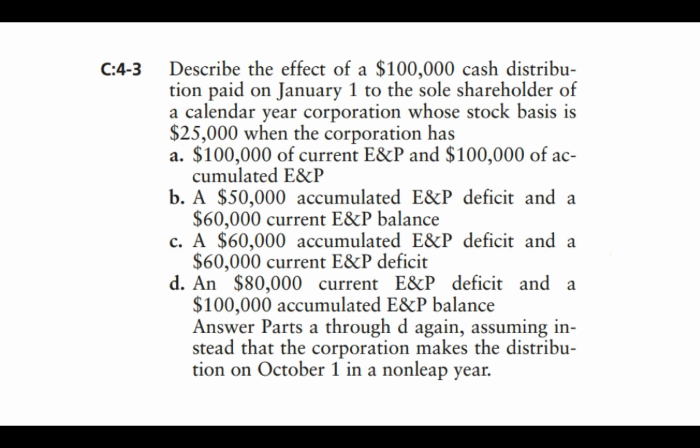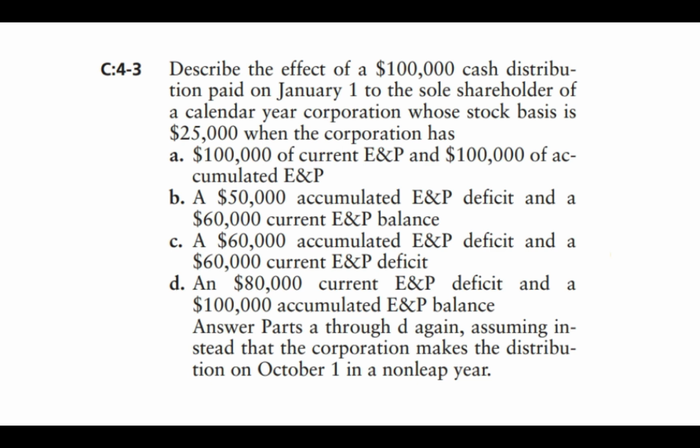All right, now looking at 4-3, describe the effect of a $100,000 cash distribution paid on January 1 to the sole shareholder of a calendar year corporation whose stock basis is $25,000. So we made a $100,000 distribution. We have one shareholder, and the basis of that shareholder's stock is $25,000. The corporation has $100,000 of current earnings and profits and $100,000 of accumulated earnings and profits.